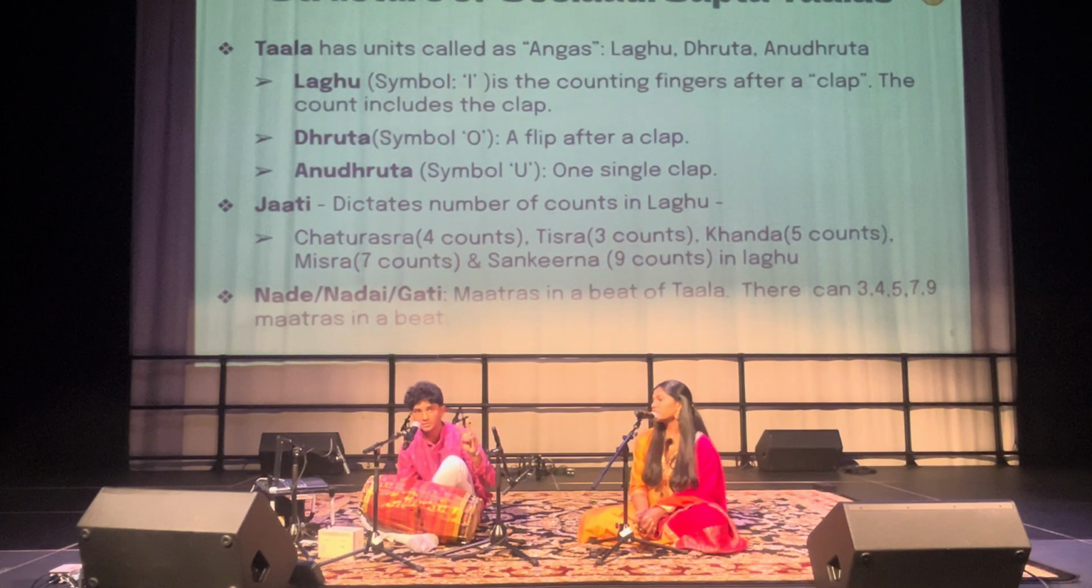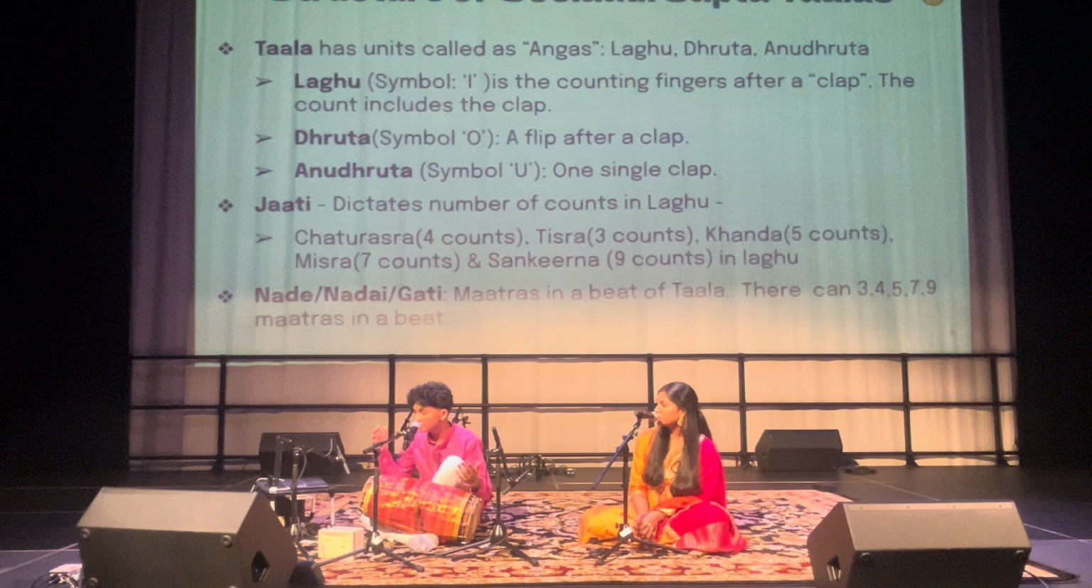So there are two factors with which you can render the 7 basic Suladi Sapta talas. Number 1 is Jati. Jati dictates the number of counts in the laghu. So as I said, you could have 4 counts or 3 counts in the laghu. There are 5 Jatis that dictate 5 different numbers of counts in the laghu. So Chatushra Jati dictates there are 4 counts in laghu, for example. 1, 2, 3, 4. This is Chatushra Jati.